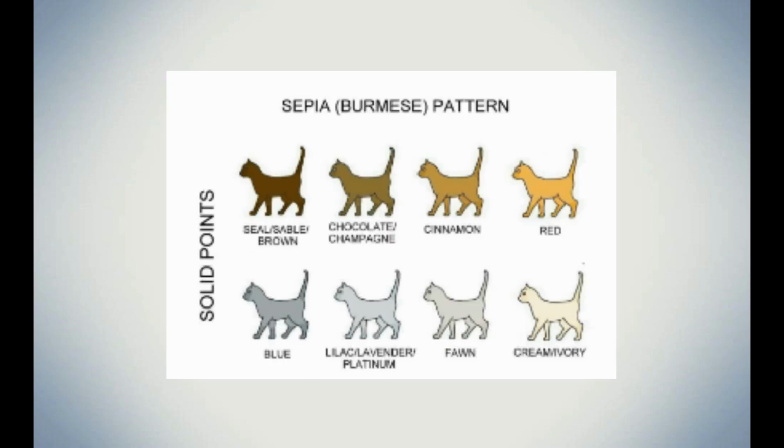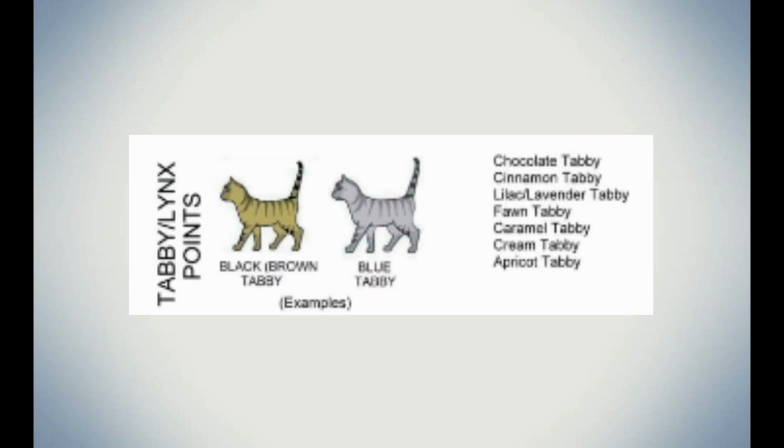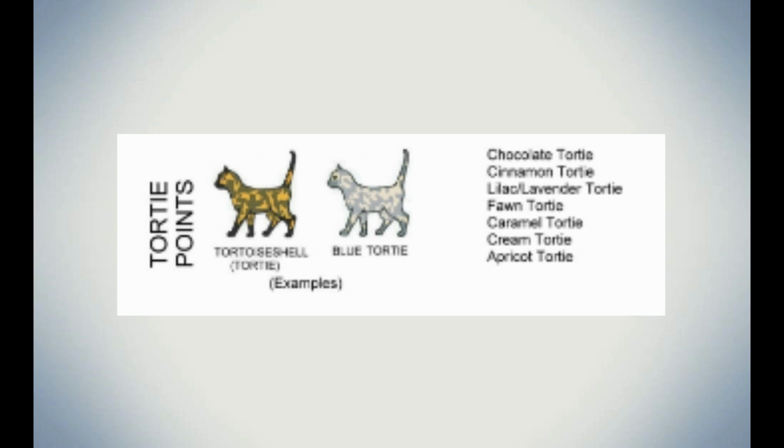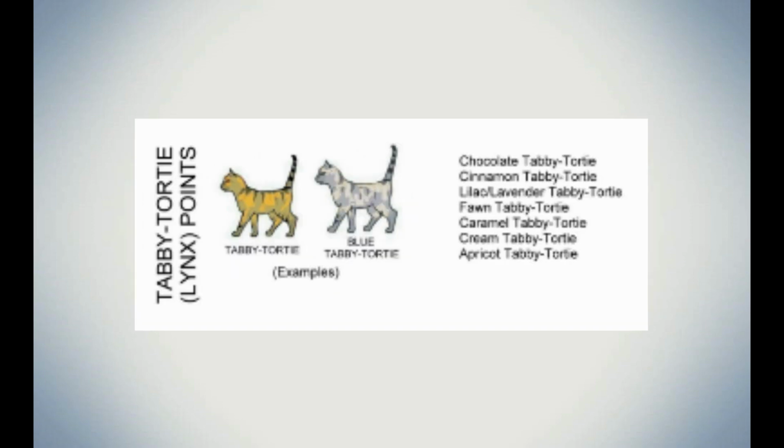The Burmese also has specific names. Their colors are called the sepia series, and they're almost exactly the same again as the normal colors. However, there is no black Burmese. Instead, it's a dark brown called seal or sable. Chocolate can also be called champagne, lilac is also called lavender or platinum, cream is also called ivory. And they also have lynx point, torty point, and torty lynx points.